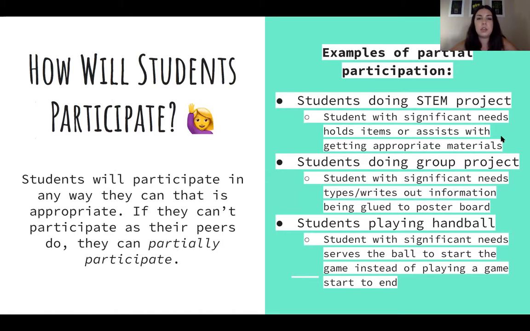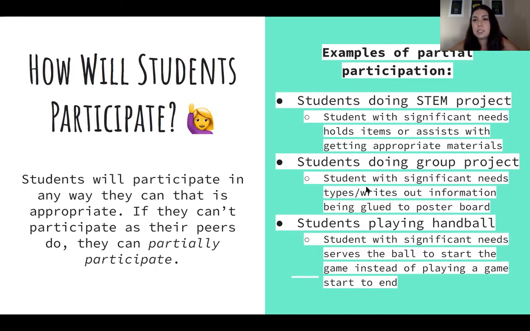So a little side note, when we're focusing on alternate academic goals and these social emotional things, a big question is, how will students participate? Obviously, students with significant needs vary in the skills that they have or that they don't have. So to traditionally participate as their general ed peers is not going to be the expectation. Students will participate in basically any way that they can that is appropriate. And I included the word appropriate because we know that our students could participate in any way, but it probably won't be appropriate and acceptable to the gen ed teacher. And so if they can't participate as their peers do, which most likely they won't, they can partially participate.